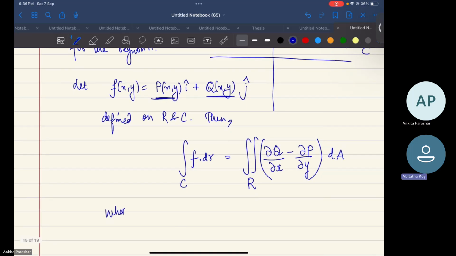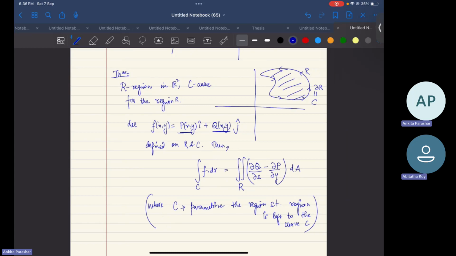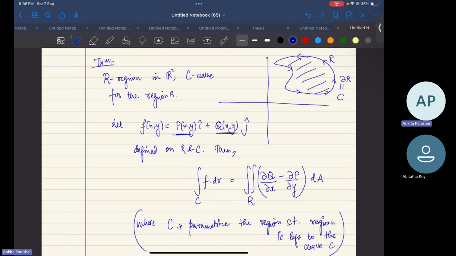Here, there is a convention which sir has been following: we will parameterize the curve such that the region is always to the left of the curve. This is one of the conventions we follow. Okay, I have written the statement. Let's give some time to the statement.